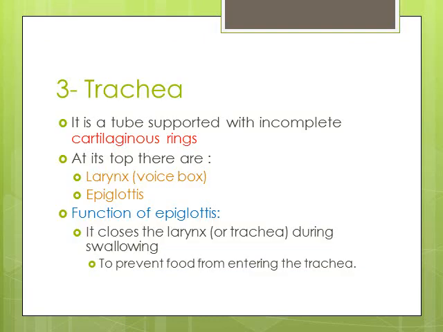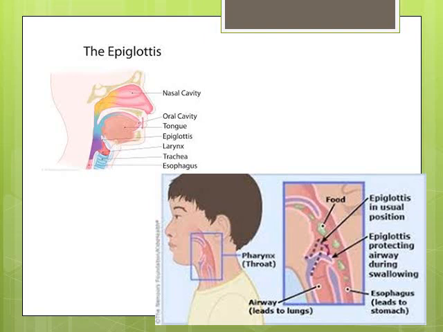Trachea. It is a tube supported with incomplete cartilaginous rings. At its top there are the larynx or voice box and the epiglottis. We just mentioned it. Function of epiglottis. It closes the larynx or trachea during swallowing to prevent food from entering the trachea. Here the epiglottis again.